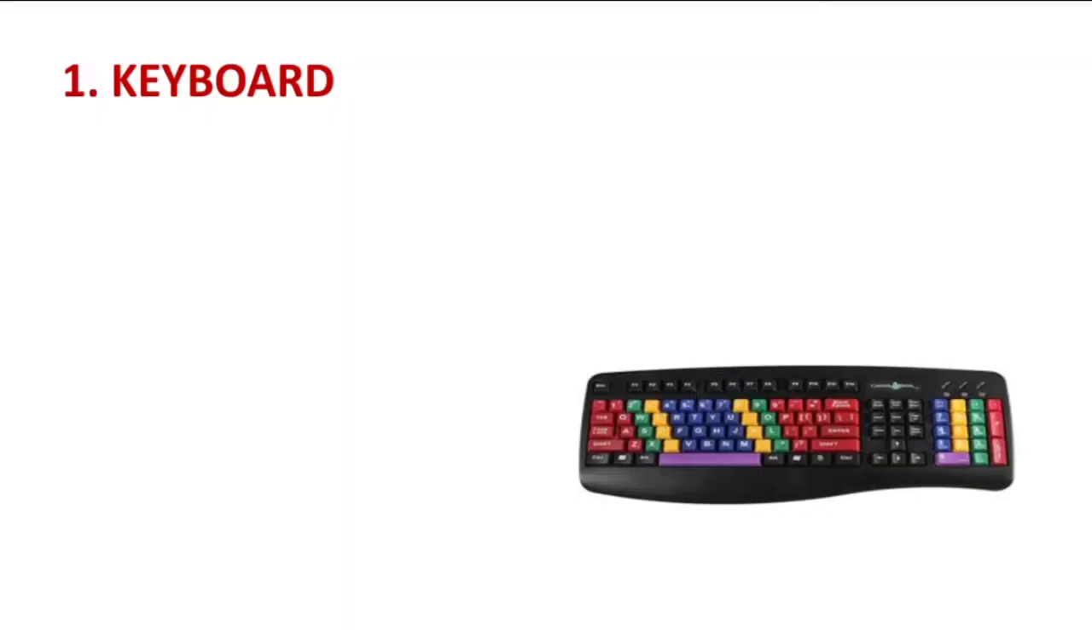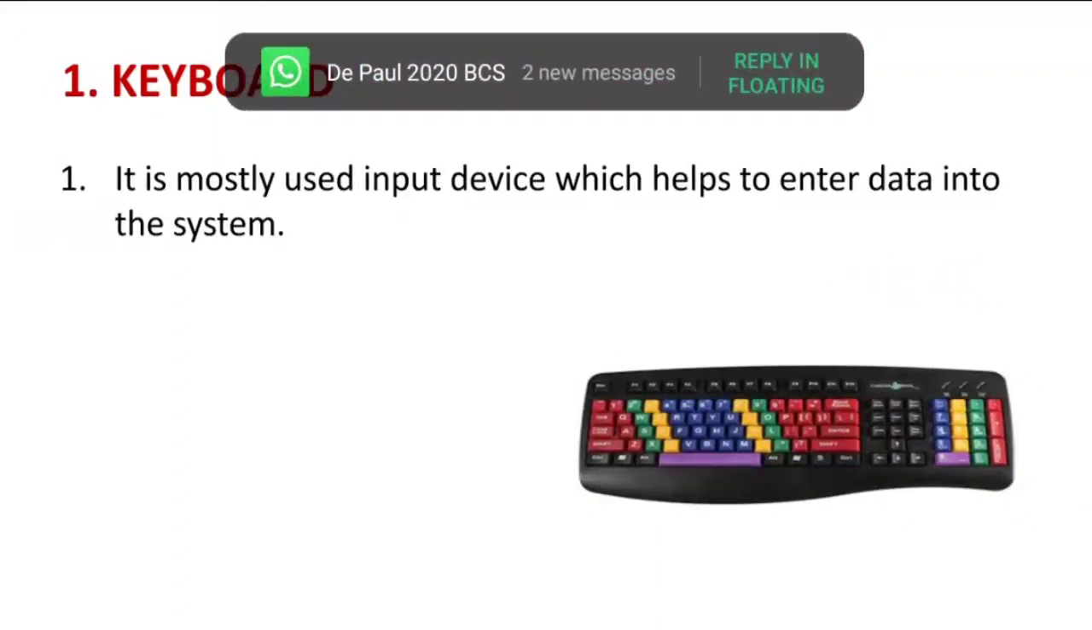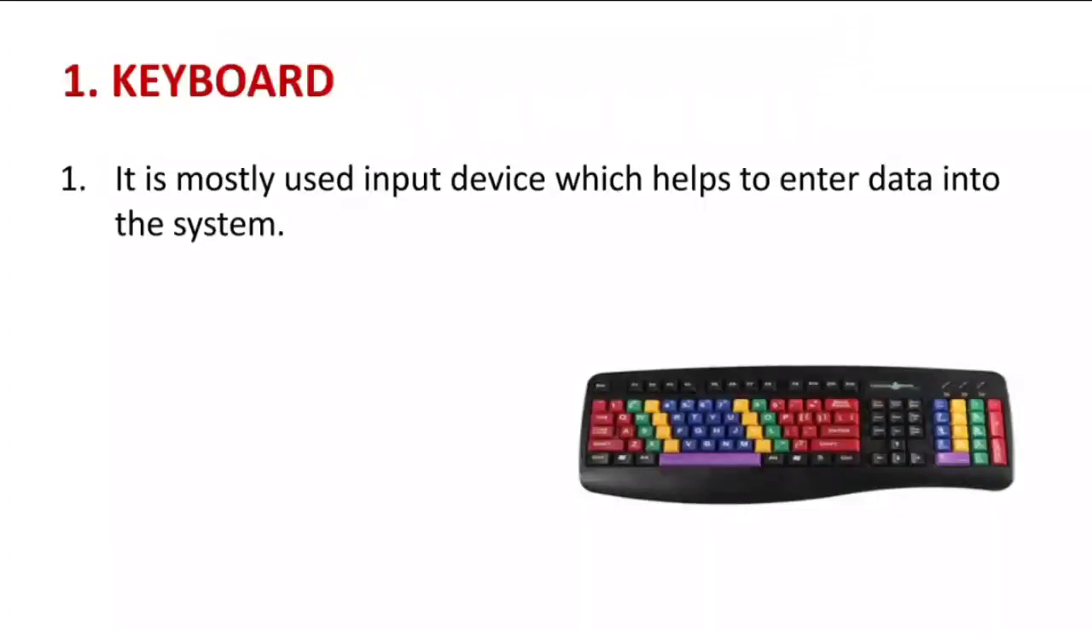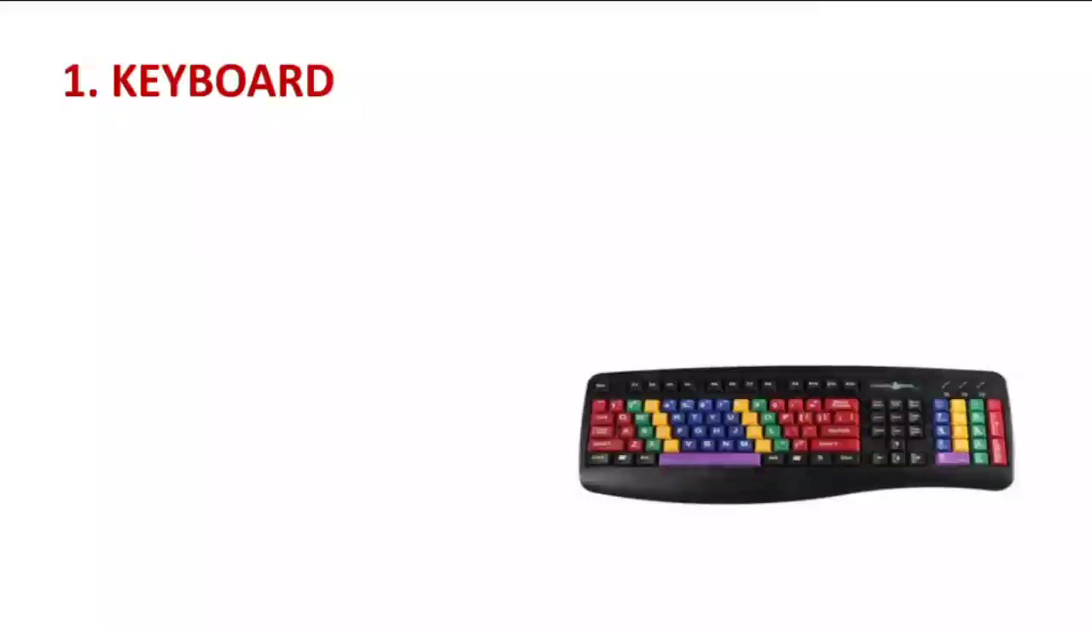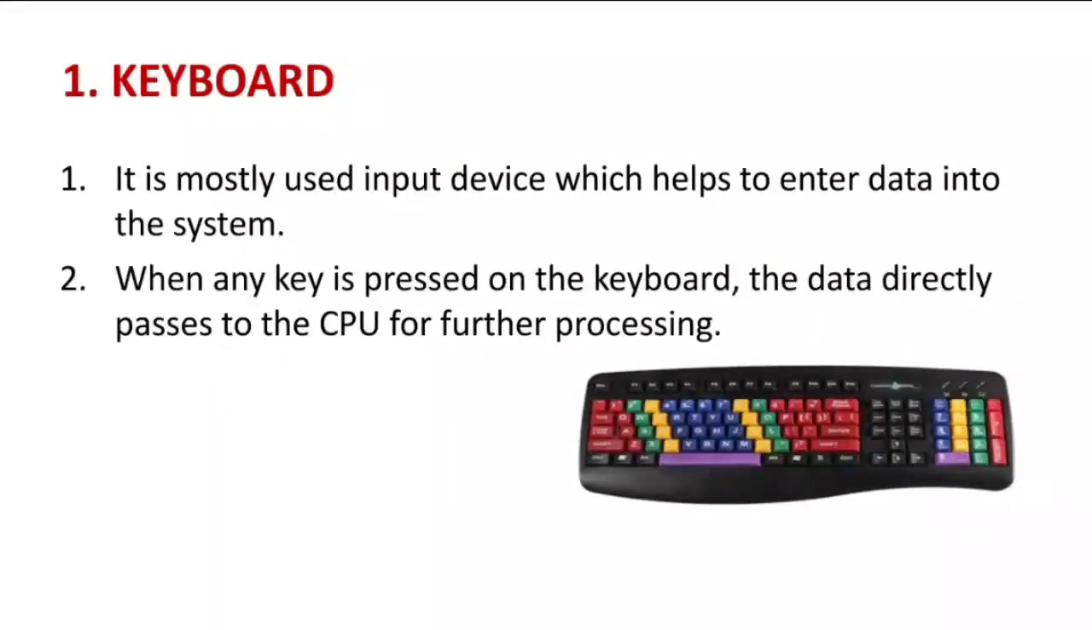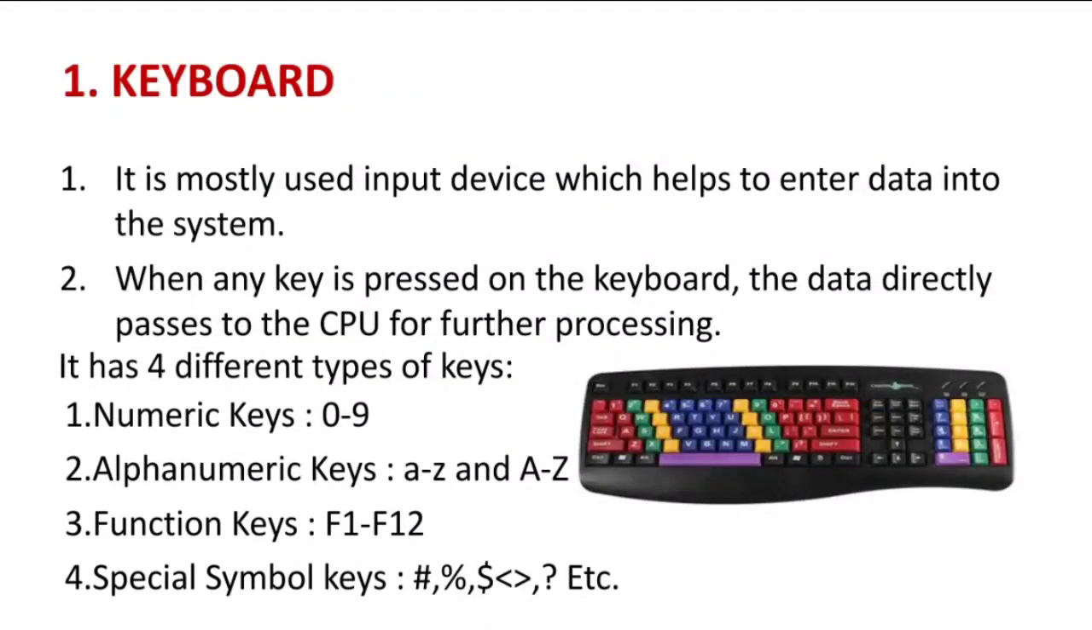Number one is the keyboard. What is the function of the keyboard? It is the most used input device, which helps to enter data into the system. When any key is pressed on the keyboard, it directly passes to the CPU for further processing. There are four types of keys present in the keyboard: numeric keys, alphanumeric keys, function keys, and special symbol keys.